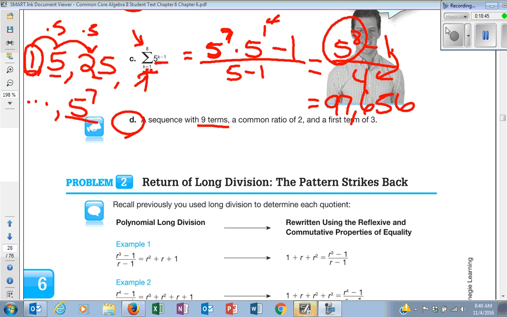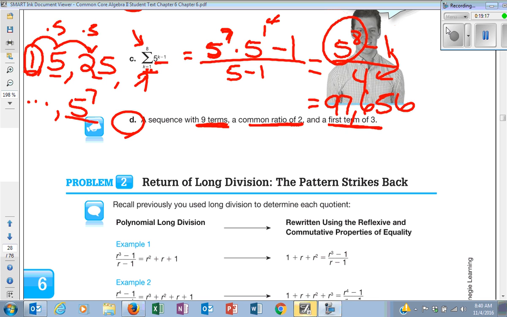So it's a sequence with 9 terms. That's a big deal, right? And it says the common ratio of 2. By the way, what do I need in order to find the series? For geometric, first term, last term, and what did they give me here? That's one thing. What did they give me here? 2, right? So now I just need the last term. Are you following me? How can I figure out the last term? Well, I know it's going to be my 9th, right?